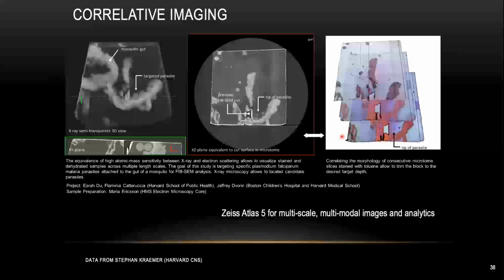At CNS now, we also have a well-established workflow, so you can do some kind of correlative imaging. The data is coming from one of my colleagues, Stephen. He's working on a malaria parasite in the mosquito, and he wants to get very high resolution. He wants to go to a specific location inside the parasite, but it's very hard to do that just by looking under the electron microscope.